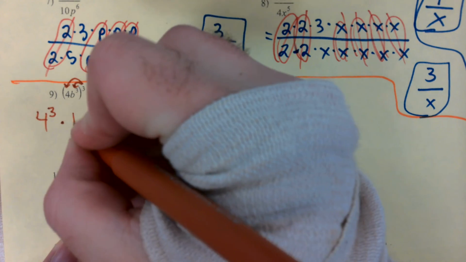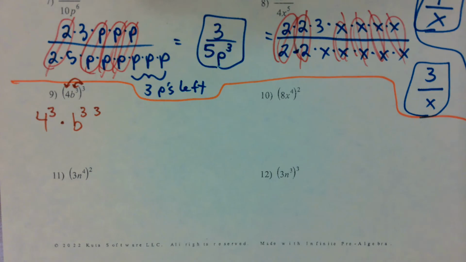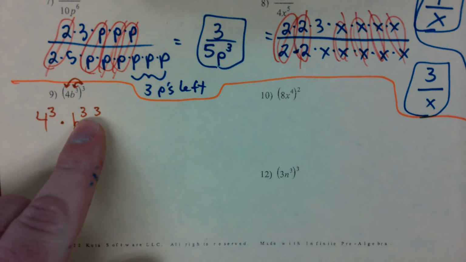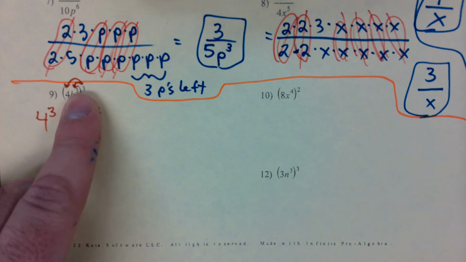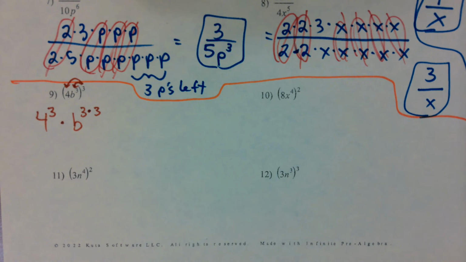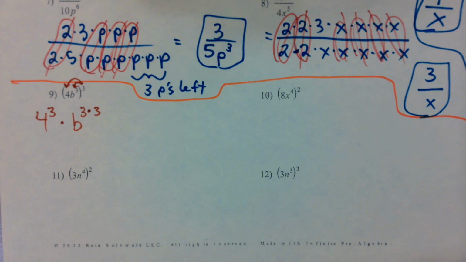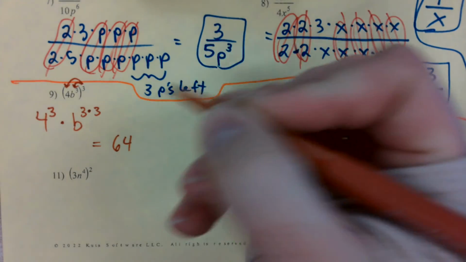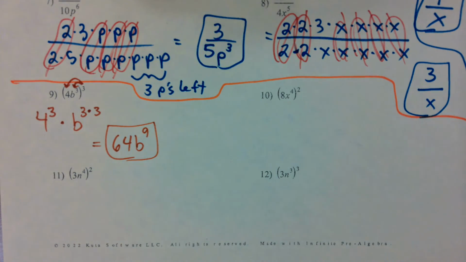4 to the 3rd times b to the 3 blank 3. Are we going to add, subtract, multiply? What are we going to do here with these 3's? We're going to multiply, exactly. Remember, that 3 is on the outside of the parentheses. We're multiplying it inward, okay? 4 to the 3rd power, 4 times 4 is what? 16. And what's 16 times 4? 64. Most of you have this done, so hopefully you got 64. B to the 9th power.